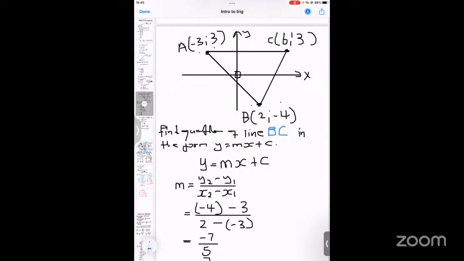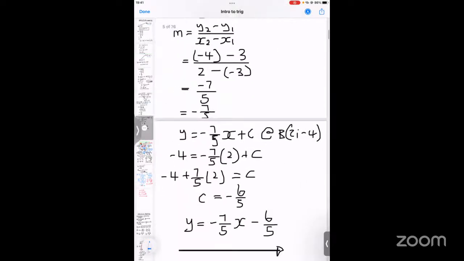When you take something to the other side, it must change a sign. This is the second one. And again, you see, it has to be y is equal to 7 over 4x plus or minus the c value. Okay, the final answer should look like this.